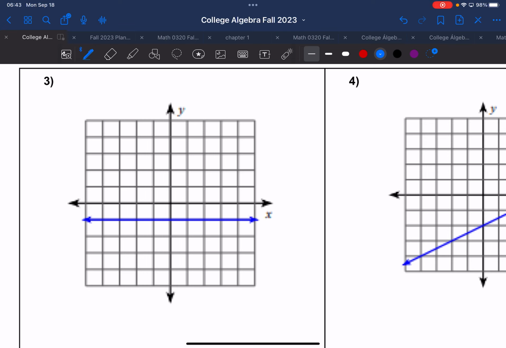Okay, at number 3, right away, we've seen this line before, and we already know the slope without finding a rise over run. What is the slope? No slope. There's no slope, so we would write slope as m equals 0. Okay. Here, our slope is equal to 0 because we have that horizontal line.